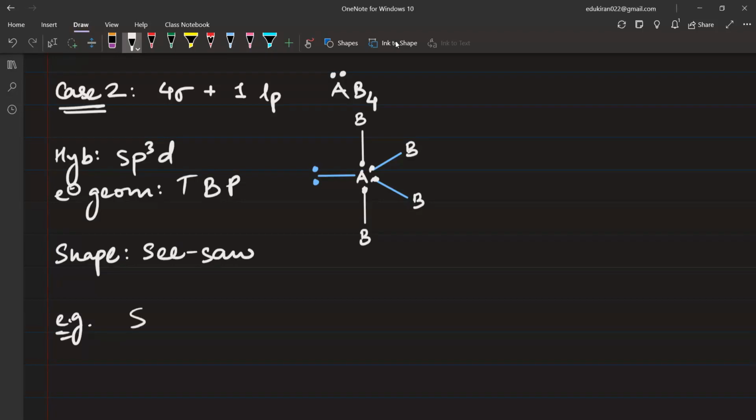We cannot take oxygen and all, because oxygen, a second period element, cannot have more than 8 electrons. In this case, you can see we are having 8, 9, 10 electrons in the valence shell. That is only possible after the second period. That means on third period and onwards, we can have more than 8 electrons because of the presence of 3d orbitals. So sulfur, you can write SF4. What will be the structure of SF4? It will look something like this: sulfur here, with fluorine, fluorine, fluorine, fluorine, and you can write the lone pair electrons like this.